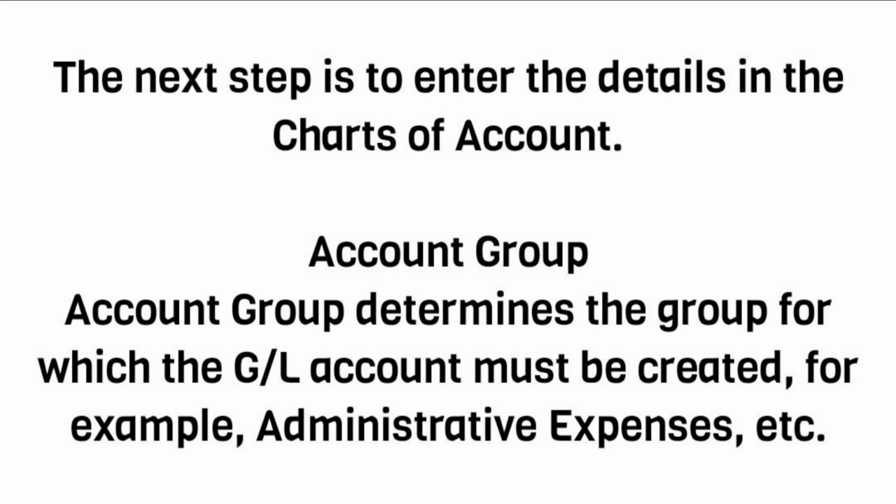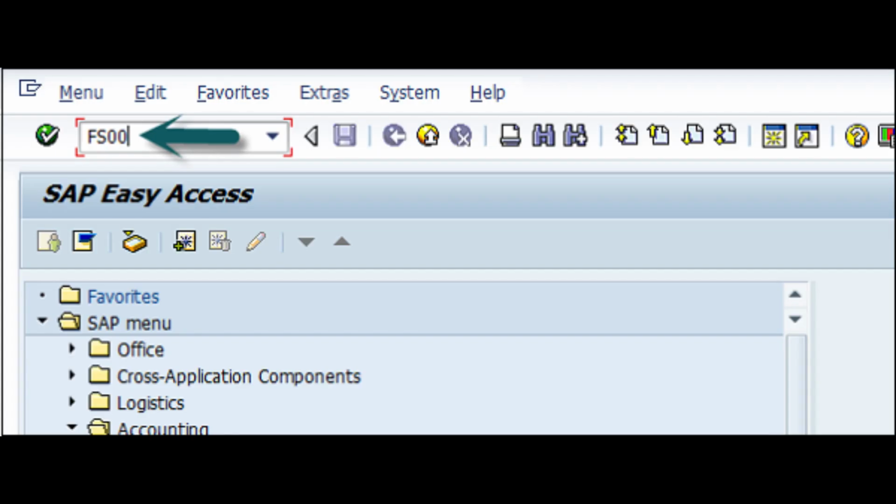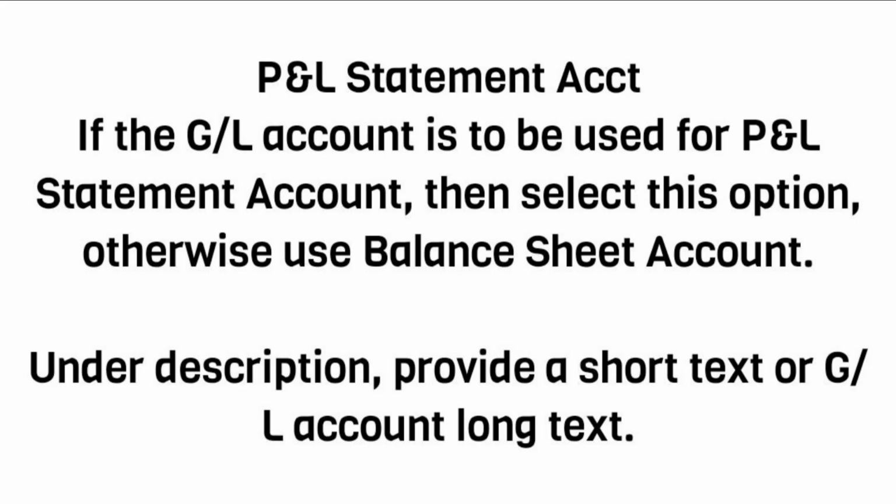Account group. Account group determines the group for which the GL account must be created, for example, administrative expenses, etc. P&L statement account: if the GL account is to be used for a P&L statement account, then select this option, otherwise use balance sheet account. Under description, provide a short text or GL account long text.